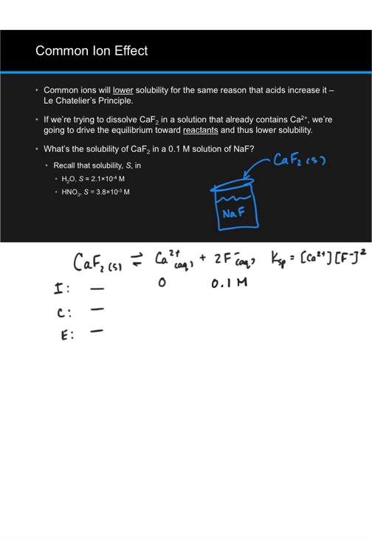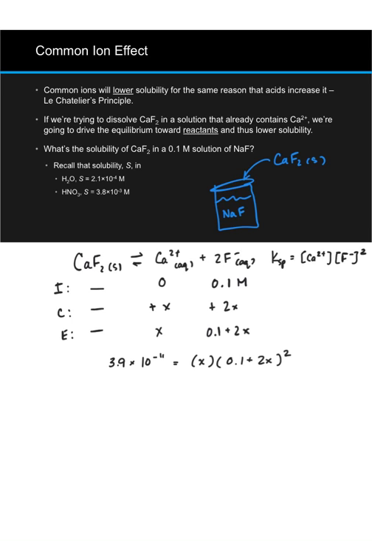Calcium fluoride will dissolve to a small extent though, because it needs to produce some calcium. So that at equilibrium, we have X amount of calcium ion and 0.1 plus 2X amount of fluoride ions. In our KSP expression, 3.9 times 10 to the minus 11 is equal to the equilibrium concentration of calcium, X, times the equilibrium concentration of fluoride, 0.1 plus 2X, quantity squared.